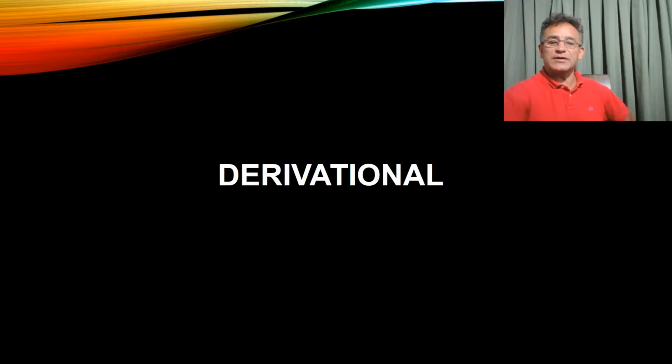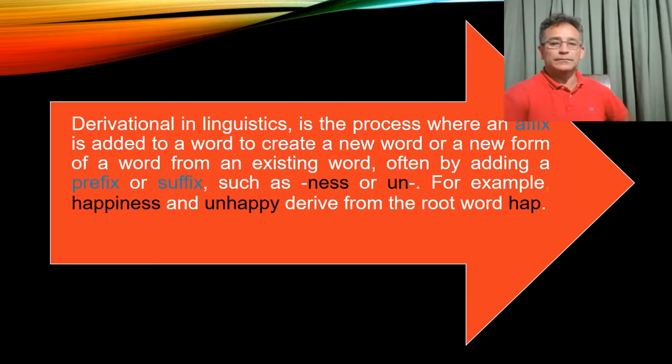My chosen subject is derivation. In linguistics, derivation is a process where we add an affix to a word to create a new word or a new form of a word, often adding a prefix or a suffix such as "ness" or "un". For example, happiness and unhappy, derived from the root word "happy".